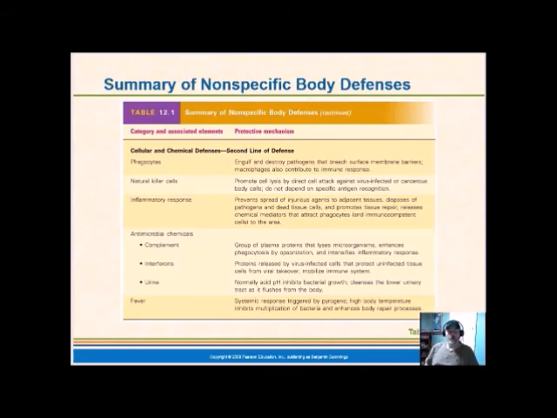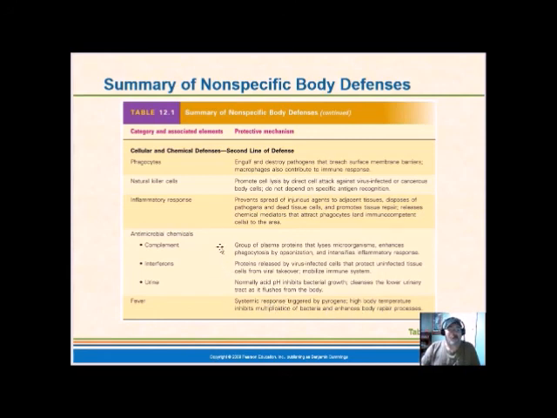So that was a quick and dirty overview of the innate immune system. And again, it consists of skin and other structures, as well as phagocytes, natural killer cells, the inflammatory response, antimicrobial chemicals such as complement, interferons, and oddly enough, urine, which has an acidic pH and will inhibit the growth as well. So it cleanses the urinary tract as we pee. And then fever, as we mentioned before.